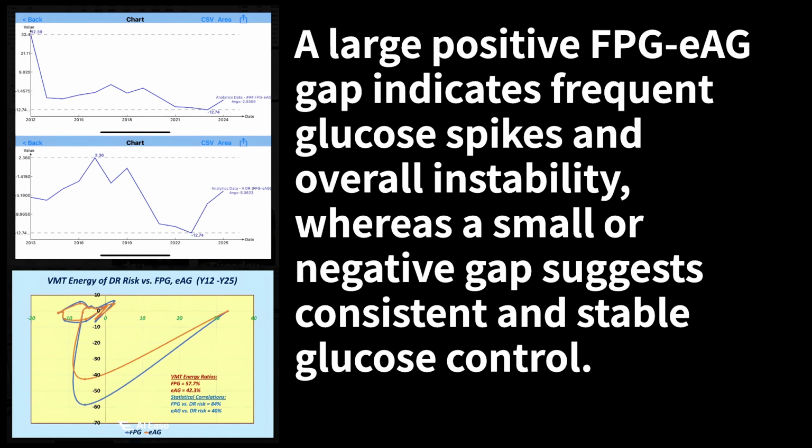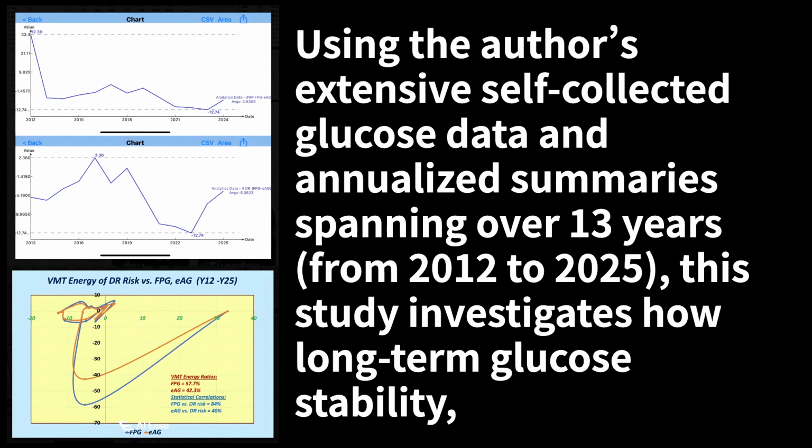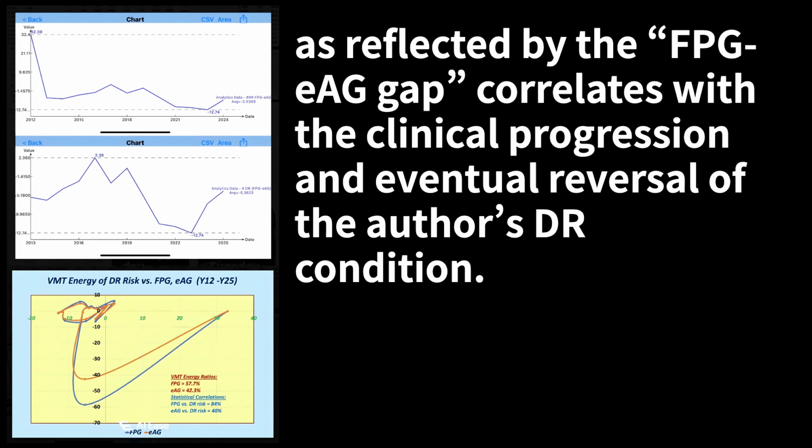and stable glucose control. Using the author's extensive self-collected glucose data and annualized summaries, spanning over 13 years, from 2012 to 2025, this study investigates how long-term glucose stability, as reflected by the FPG-eAG gap, correlates with the clinical progression and eventual reversal of the author's DR condition.